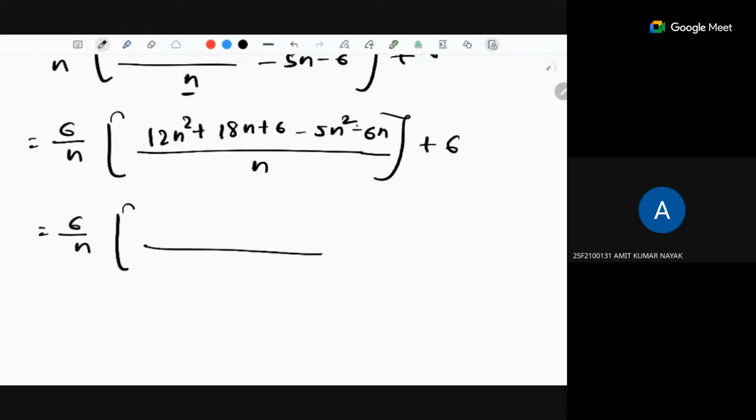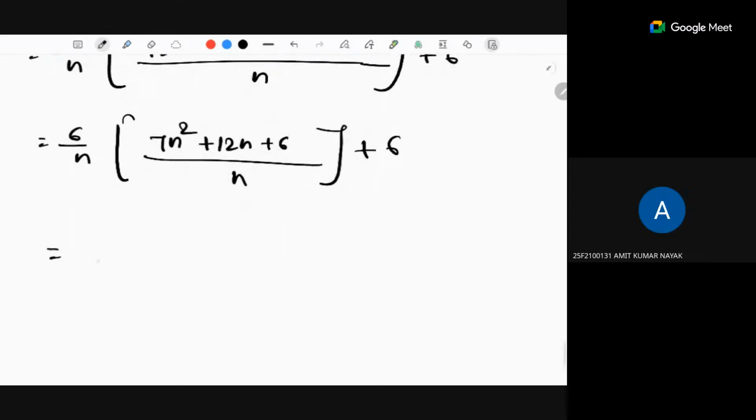Here you will get what? 12n square minus 5n square. That will be 7n square. Sorry, 8n square, no? 7n square. It's 7. 7n square plus 16n minus this will be plus 12n plus 6 by n plus 6. Okay. So LCM will be n square now.